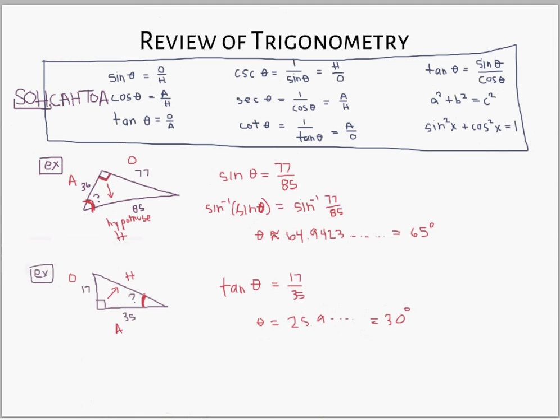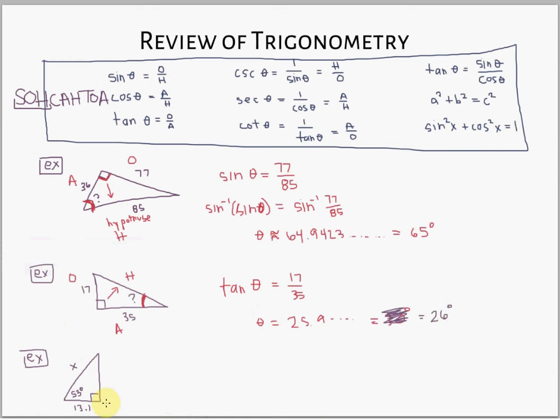Those are problems that hopefully you remember doing. Now finding the sides is slightly different. And really quickly, I should probably mention that 25.9 doesn't round to 30 degrees. Hopefully you guys caught that mistake for me too. This should round to 26 degrees.